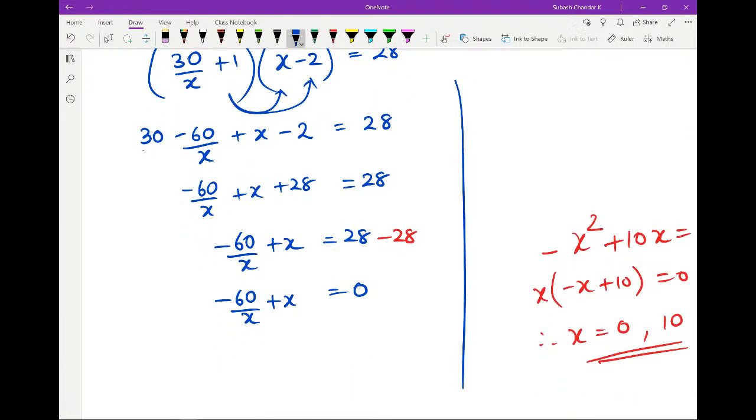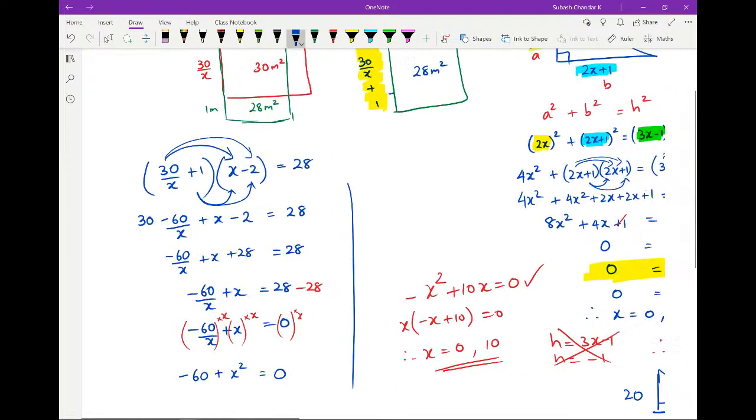Now, one of the things is, because you've got an x in the denominator with negative 60, you can actually multiply every element by x. This is a little trick that I like to use because it just makes getting rid of denominators really easy. So that means this ends up being negative 60 plus x squared equals 0. Have I made a mistake here?